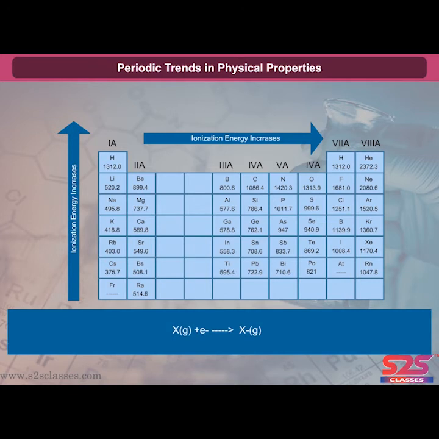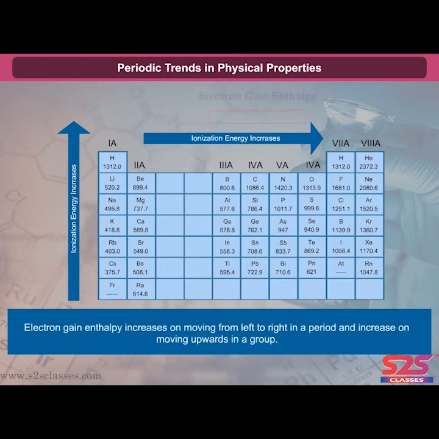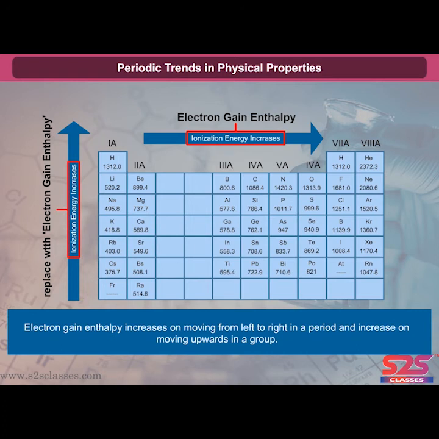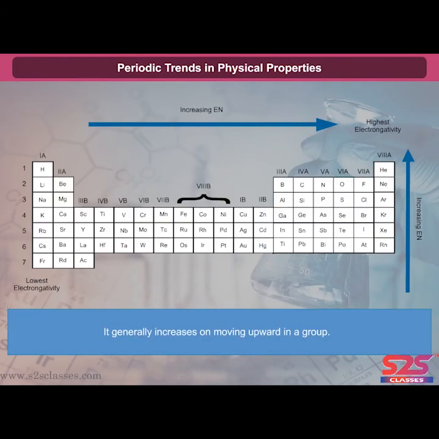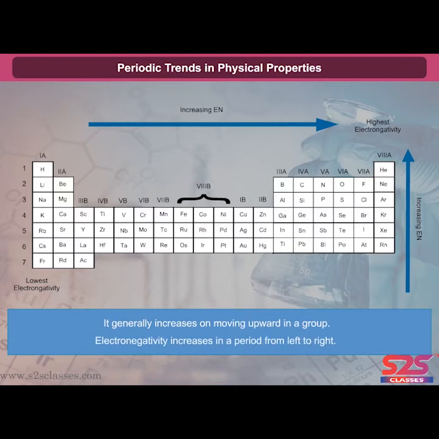When an electron is added to a neutral gaseous atom to convert it into a negative ion, the change in enthalpy in the process is given by the electron gain enthalpy. The electron gain enthalpy increases on moving from left to right in a period and increases on moving upwards in a group. The qualitative measure of the ability of an atom to attract shared electrons in a chemical bond towards itself is known as electronegativity. It generally increases on moving upwards in a group. Electronegativity increases in a period from left to right.